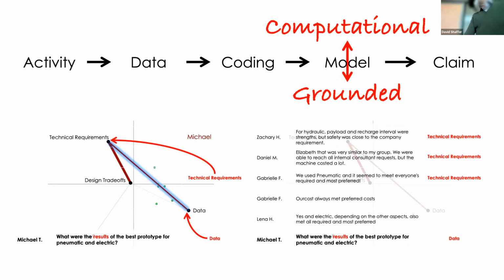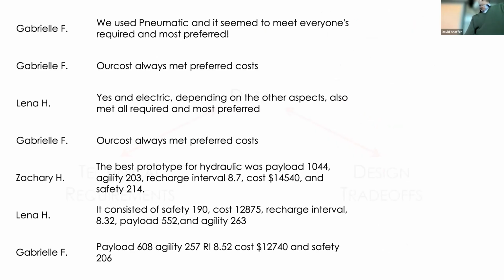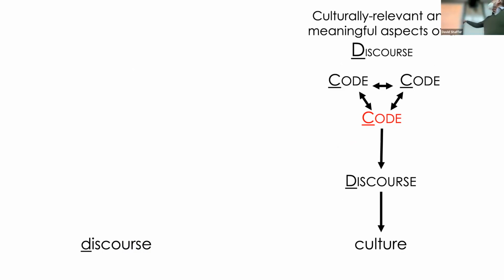Now, one of the things you may notice is that in order to do all of this, I had to take the data and I had to make some claims about it. I had to say, here's where we're talking about technical requirements, and here's where we're talking about data. That was an intrinsic part of the story. In other words, in order to get to this right-hand side, where I'm talking about culturally relevant and meaningful aspects of a discourse, I have to start with the actual discourse itself. That's what happened in the world.